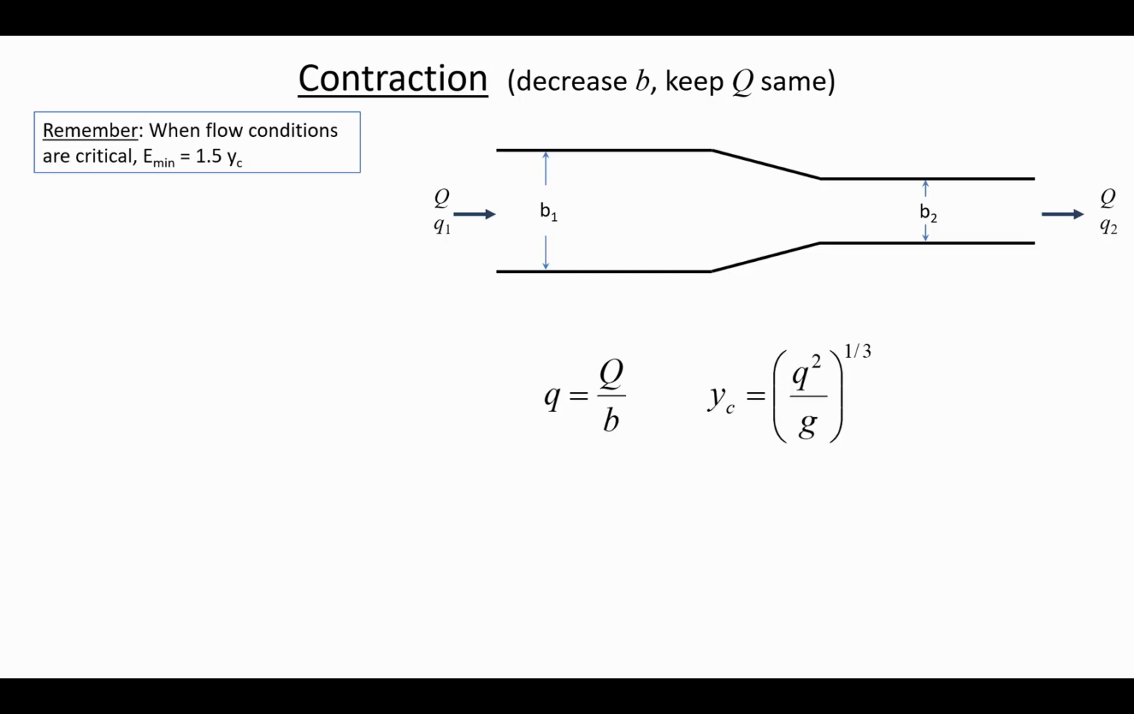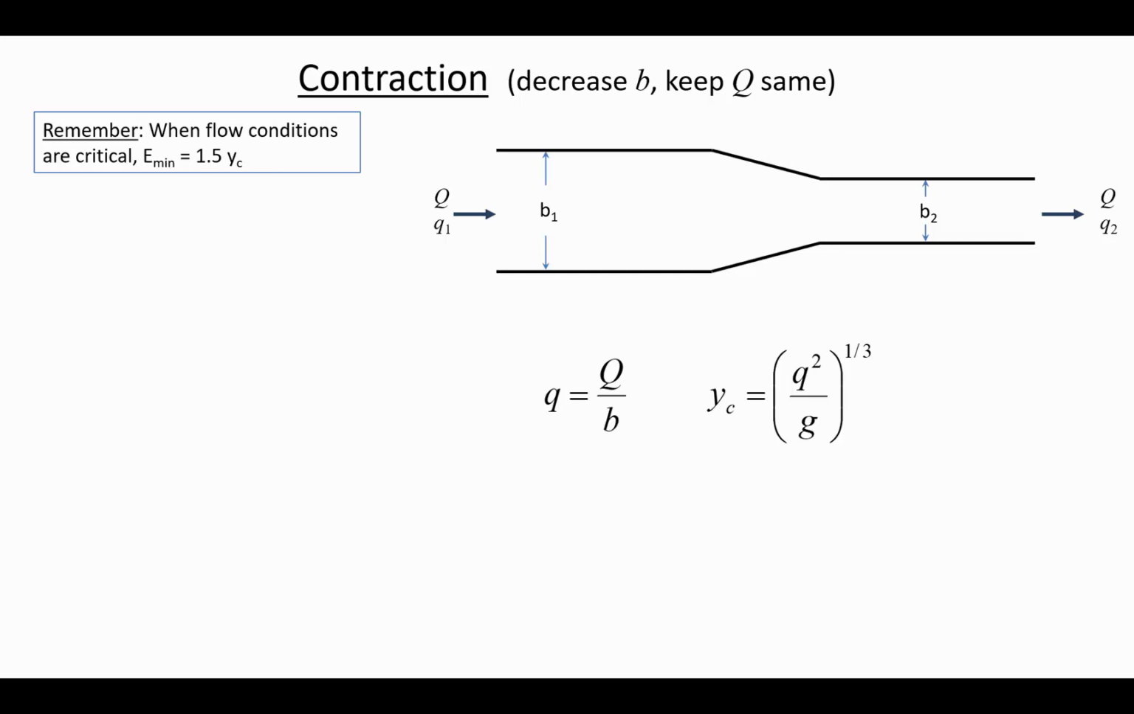Because if you look at the formula for lowercase q, you're dividing by b in both cases. And so if b is less, then that means the flow per unit width is more. So now think about the critical depth formula. It's shown on the screen there.